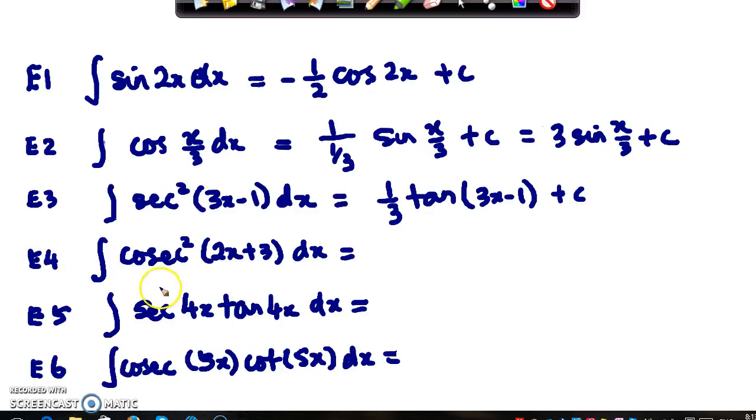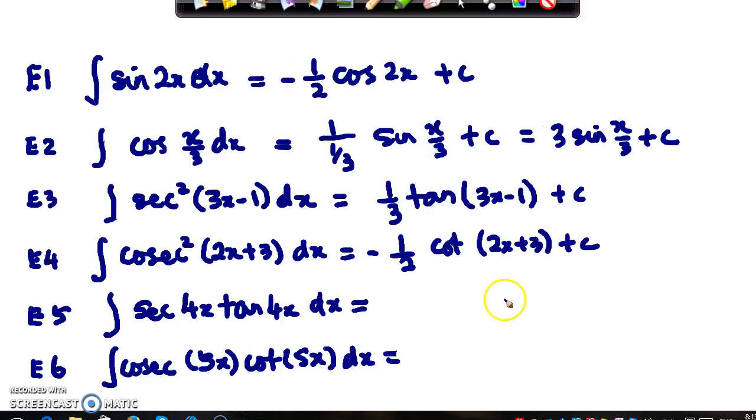Next example, 4. Integrate cosecant square 2x plus 3. Again we differentiate the angle, 2x plus 3, we have a 2, so 1 over 2. Cosecant square will give us cotangent, so it's related to the earlier one. And the angle still remains the same, in this case 2x plus 3, plus c. And we check the function starts with c, so we need a negative sign.